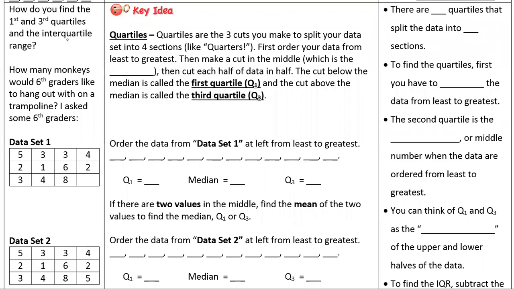All right, this is part 2 of 9.4, measures of variation. And the next question is, how do we find the first and third quartiles and the interquartile range?